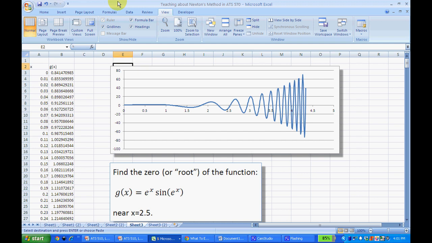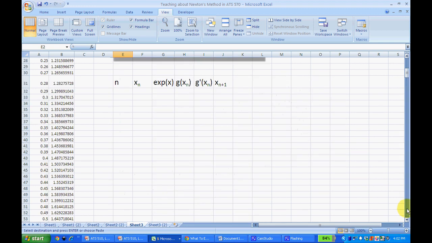Here's our little function, g of x equals e to the x times the sine of e to the x. It's this nifty little function that gets to be a chirp function. It gets faster and faster the farther you get out on the axis, but it also gets higher amplitude. And we see that there is some kind of root or zero of this function somewhere near the value of x equals 2.5. Let's see if we can actually solve that function using Excel.